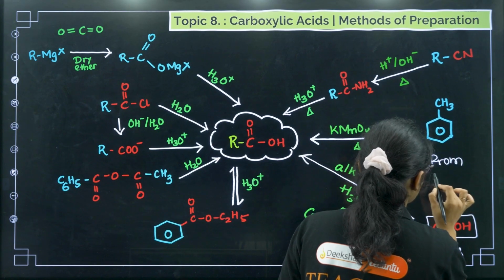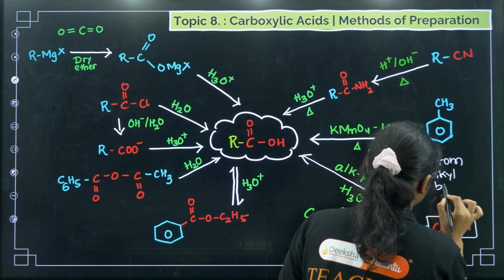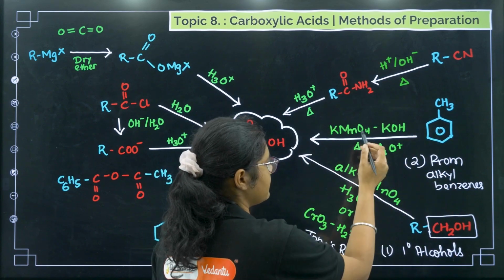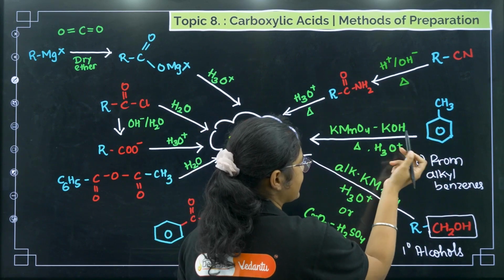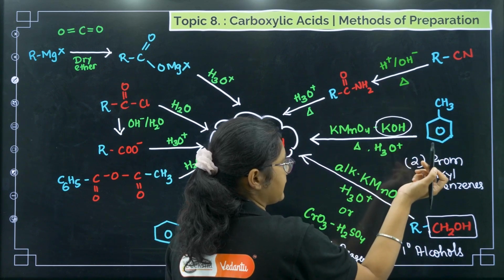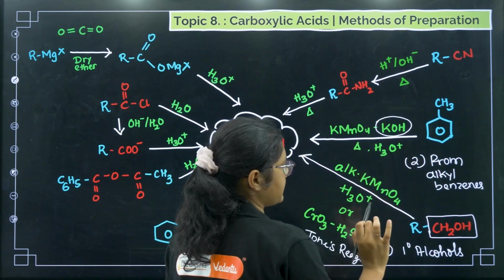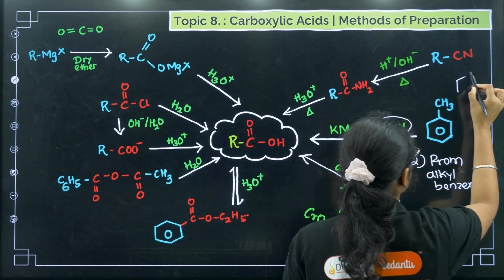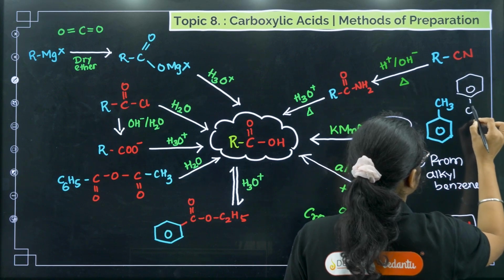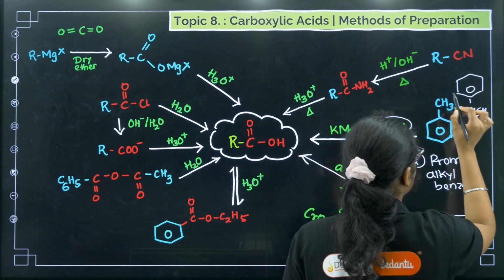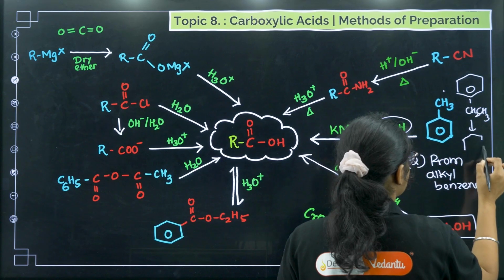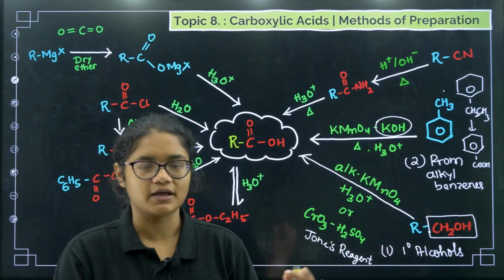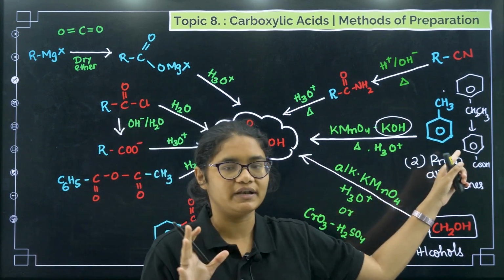Now the second method of preparation was from alkyl benzenes, right? Here you just take KMnO4, the same KMnO4, KOH, and you can write alkaline KMnO4, or KOH represents alkaline medium. So KMnO4 itself is okay, then H3O+. If you take any alkyl benzene, suppose you have CH2CH3, that one also will give you COOH with the same reagent. So any alkyl benzene, 2 carbon, 3 carbon, 4 carbon, doesn't matter, the product will be only benzoic acid.